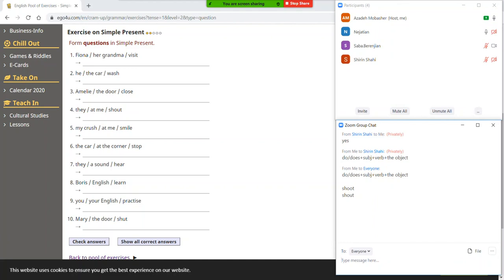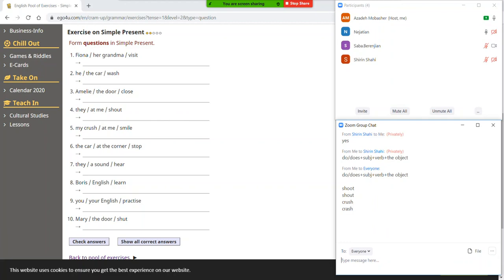Does my crush smile at me? Okay. The pronunciation is smile. Smile. So say it again. Say number five again. Does my crush smile at me? Yes. Crush. The pronunciation is crush. See? This one is crush, C-R-U-S-H, but this one is crash, C-R-A-S-H. So, does my crush smile at me? Yes.